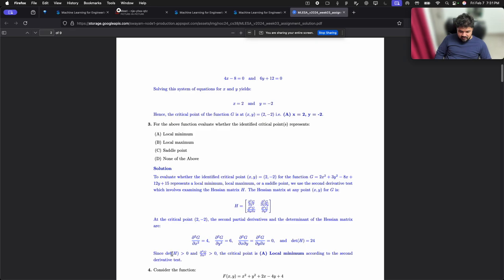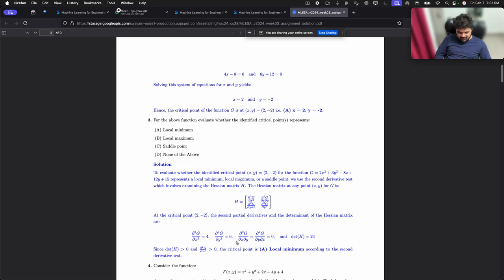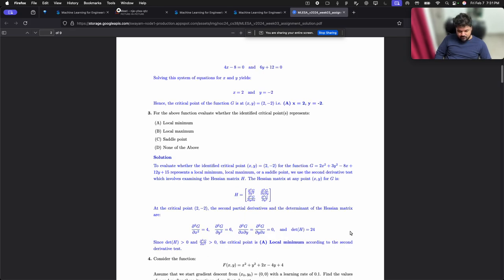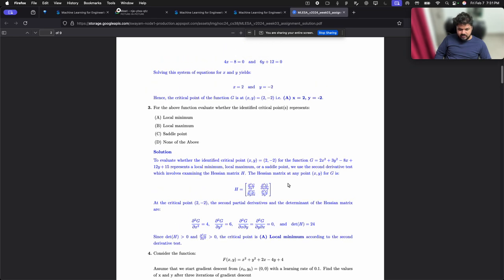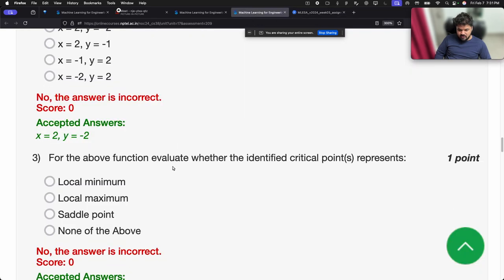So when the determinant of the Hessian matrix is greater than 0, it's a local minimum. Okay, if it is less than 0, it becomes what we call a local maximum. Okay, so there are like 4 or 5 conditions for the determinant test. You might have seen it.